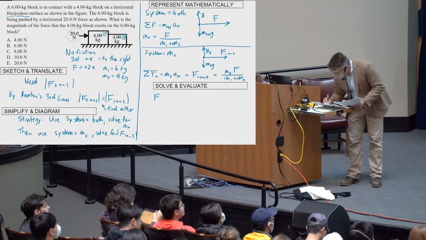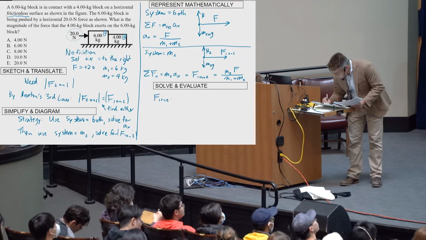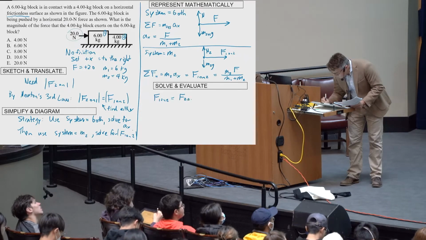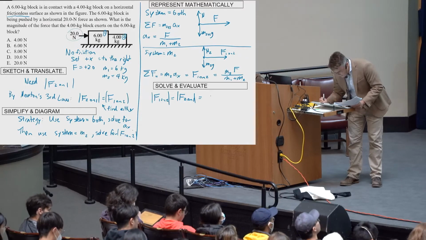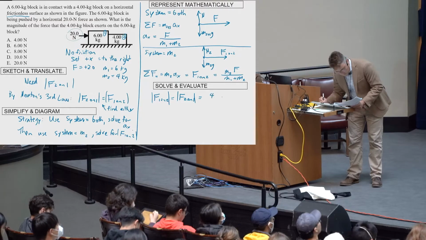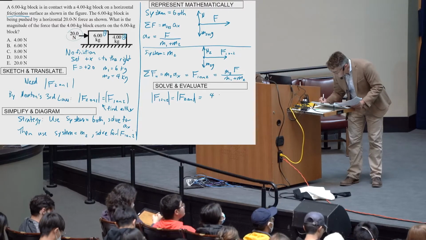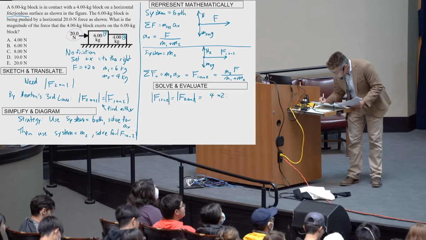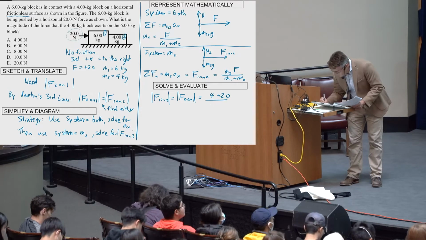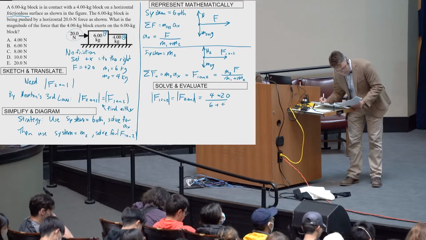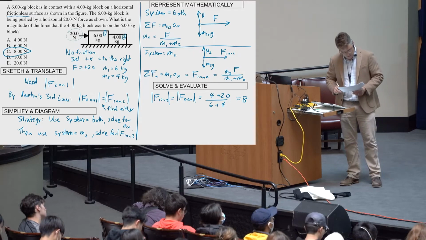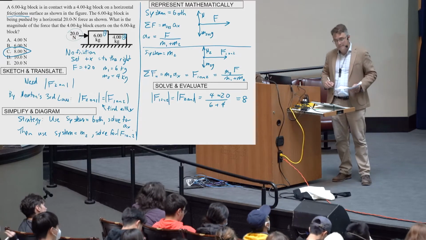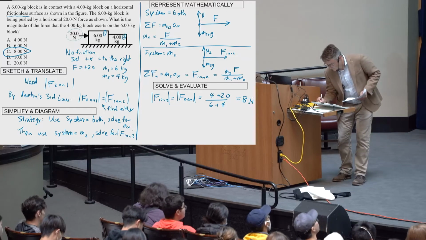So F1 on 2 equals F2 on 1 is equal to m2, which is 4, times 20 divided by 6 plus 4 equals 8. So let's see. Newtons, right?